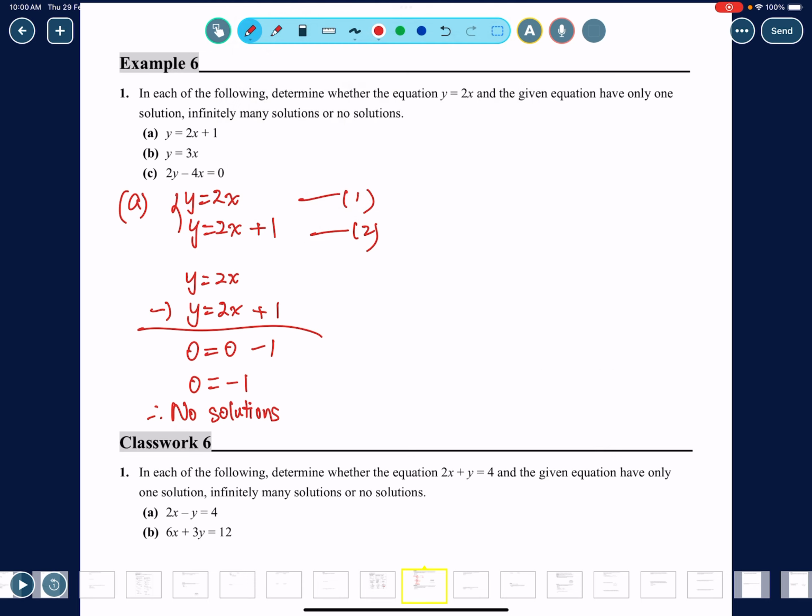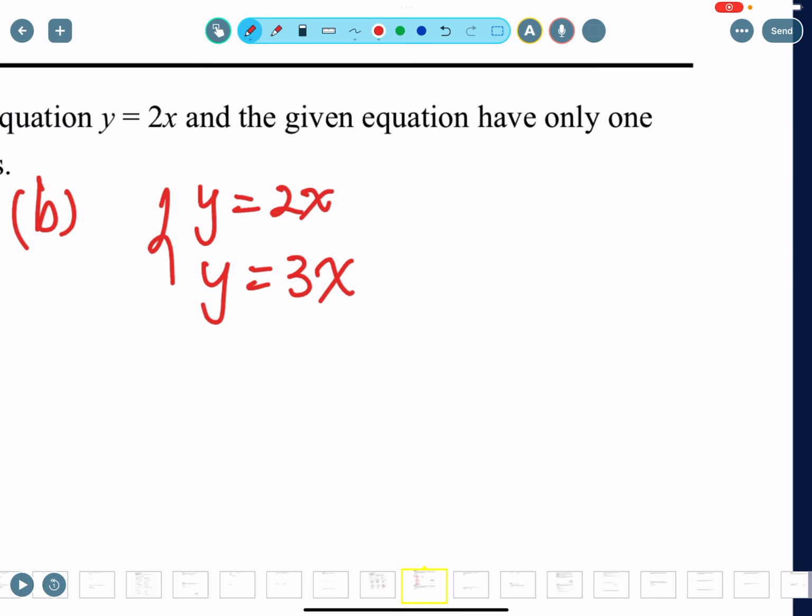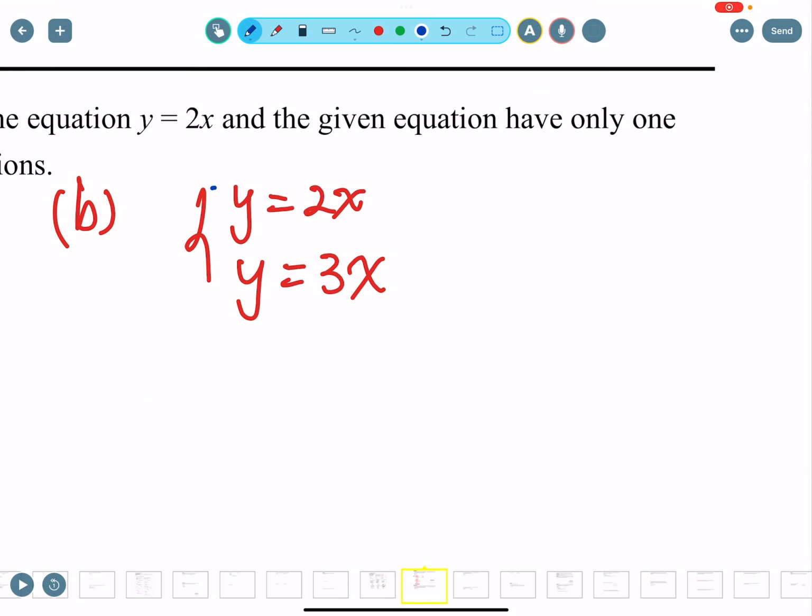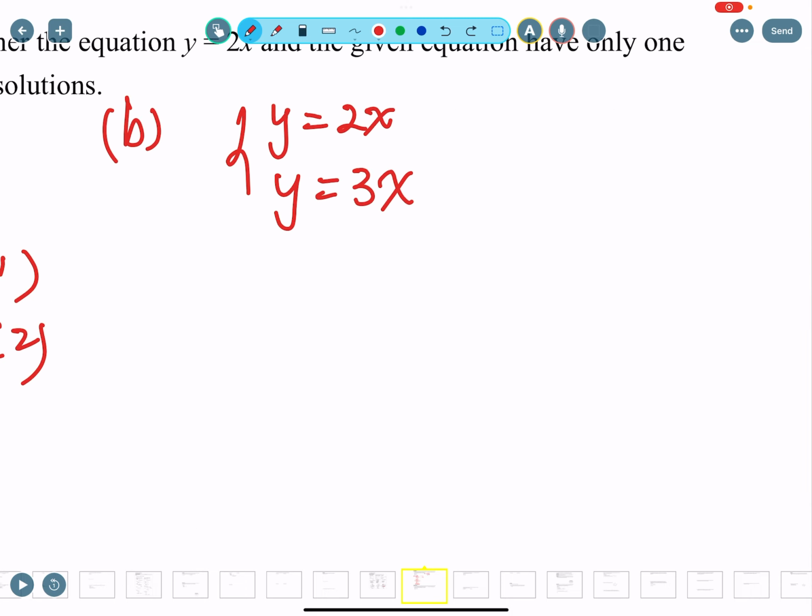Next, we have question B. We won't have enough space, I think. Now in this case, if both of your y are already equal, right? You're trying to make one of the letters equal. And then if the other letter is not equal, then this one has a solution. You can solve this, right? Now you can try to solve it. I'll try to solve it.